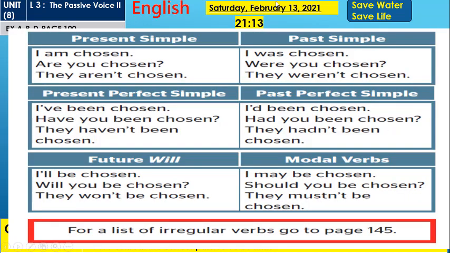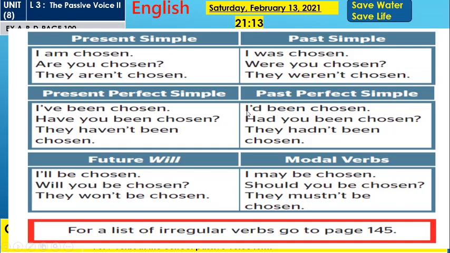Let's have a look at this table to know how the passive voice is formed when the tense of the verb changes. We have the present simple, the past simple, the present perfect simple, the past perfect simple, future will, and modal verbs. So, I'm chosen means that someone chooses me. I'm chosen. Or in questions, are you chosen? They aren't chosen. Pay attention to the tense of the auxiliary to be: am, are, and aren't. In the past simple, I was chosen, were you chosen, and they weren't chosen. In the present perfect simple, I have been chosen, have you been chosen, and they haven't been chosen.